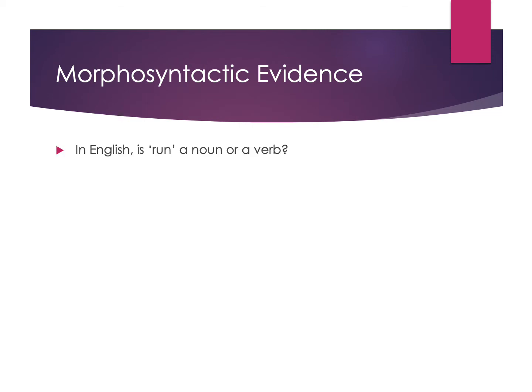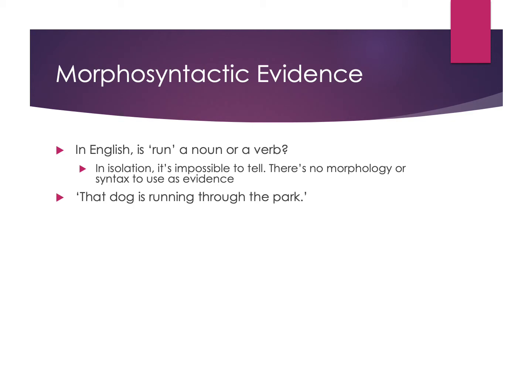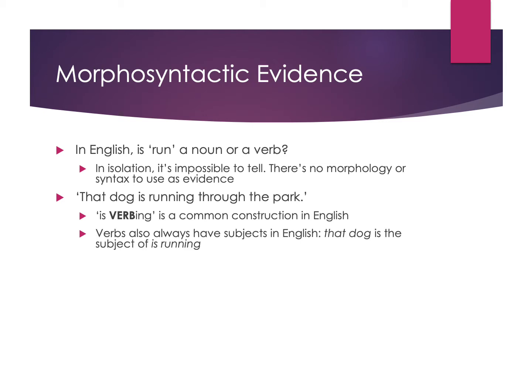So if I say in English, is "run" a noun or a verb? You can't really tell in isolation because it could function as either a noun or as a verb. So you need things like morphology, or you need the context of the syntax as the evidence to know for sure. So if I say "the dog is running through the park," then I would know, well, in this case, "run" must be a verb. And the reasons are that we know that an -ing ending is something that I can only add to a verb. "Verbing" is a common construction. I can only add -ing to verbs. We also know in English that all verbs have to have a subject.